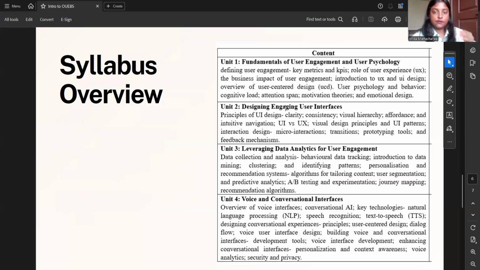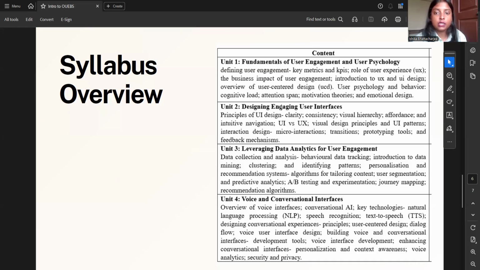Now, the first unit covers the fundamentals of user engagement and user psychology. You can see that we are going to define user engagement, basic definition, some key metrics and KPIs. We are going to learn what are the metrics that are important for user engagement. Then we are going to learn about the role of user experience, that is UX, and its business impact. Then UX and UI design, the introduction part. Then a brief overview of user-centered design. Then we are going to deep dive into user psychology and behavior.